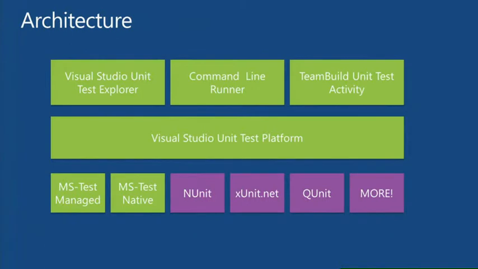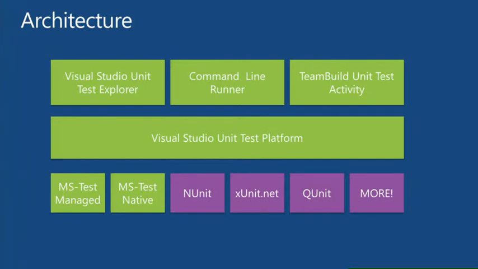So how does this work on the inside? This is another one of the important changes that we made. In order to allow the third-party frameworks to plug into us, we had to change the way the system works internally. Now, at the top of my diagram here, I have three user interfaces for interacting with unit tests. We have, of course, Visual Studio that sits at the top. That was the window I was showing you there. There is a command line runner, and we have the team build activity for TFS.